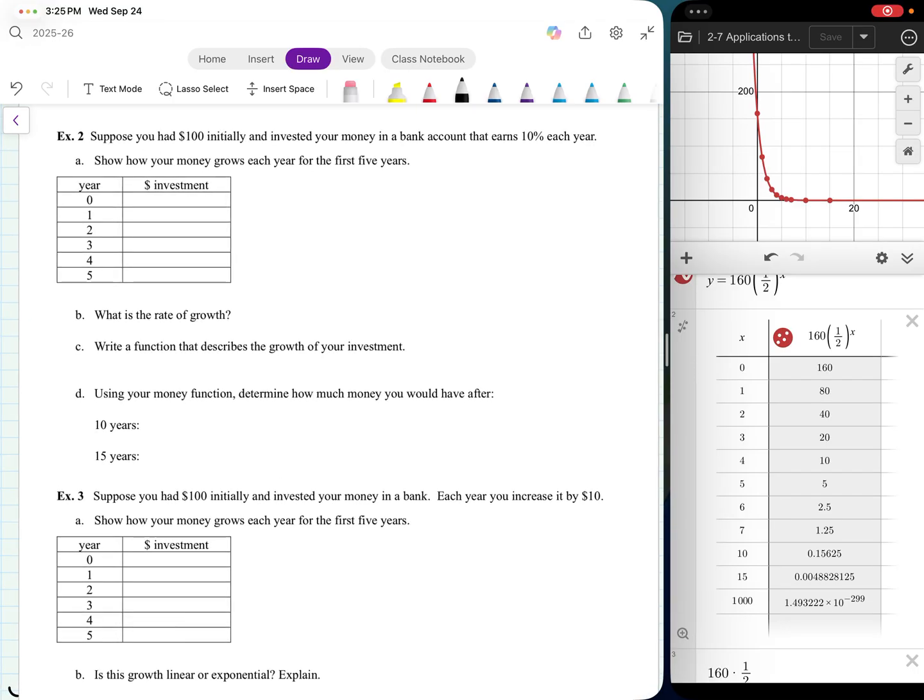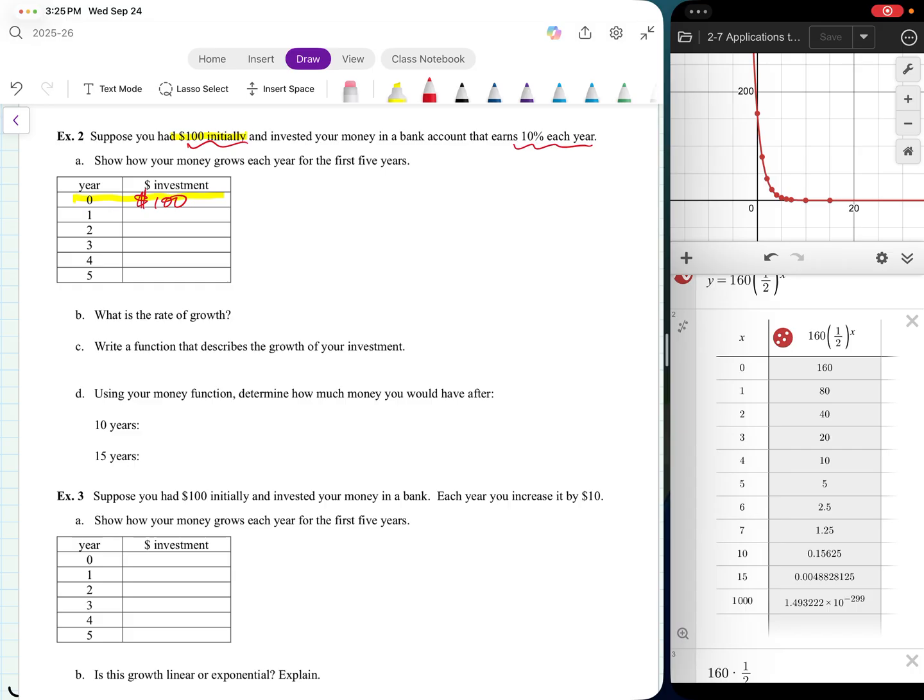All right, so check this out. Suppose you had $100 initially. That's your initial investment at time equals 0. So let's put that in the table right off the bat. And you invested your money into a bank account that earns 10%, not $10, but a percentage each year. And the question is, how fast is it going to grow? It says show how your money grows each year for the first 5 years.